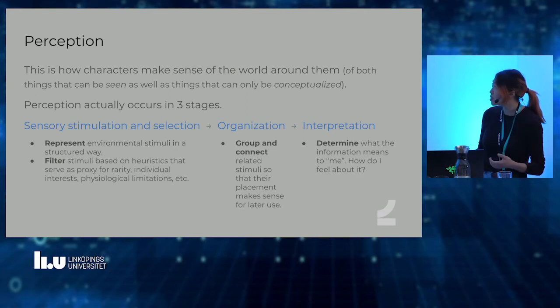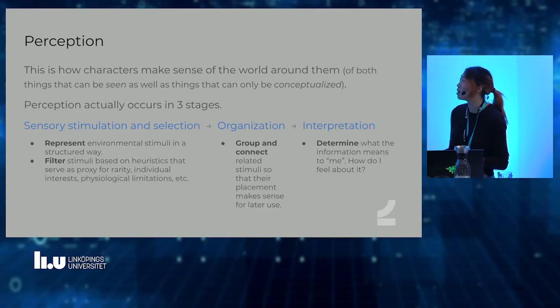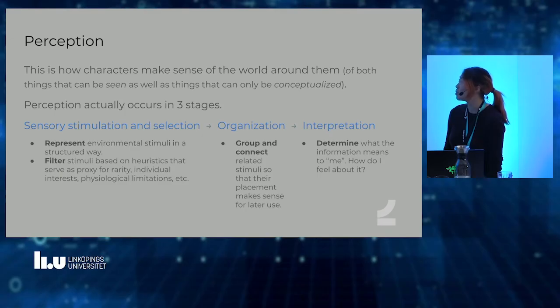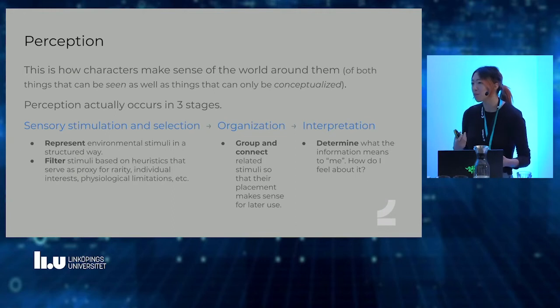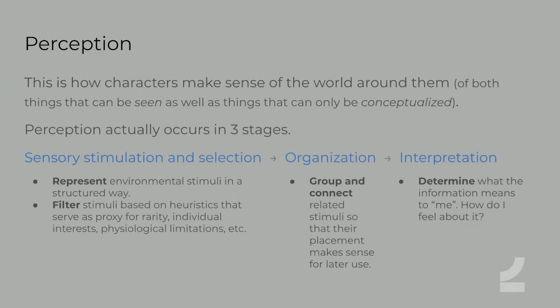The next stage of perception is organization of the selected stimuli. From a technical perspective, that has to do with creating a data structure where information is grouped and connected so that its placement makes sense for later use and interpretation. And then the last stage, interpretation, is determining what the information that's now organized in our little mental knowledge base means to me, like a person or a character. How do I feel about it? What do I think about it? And in this case, that relates to self-awareness.